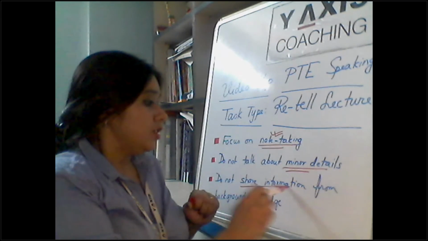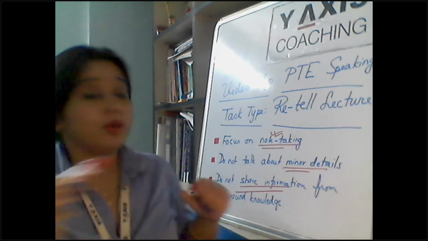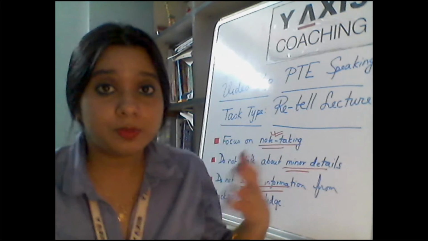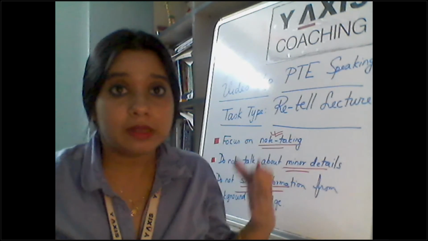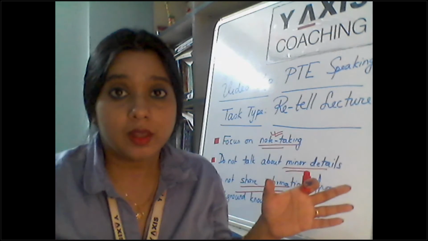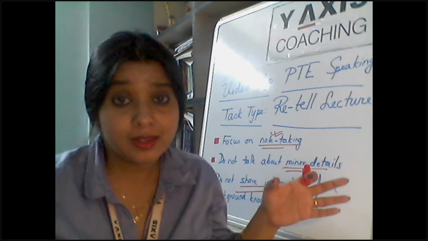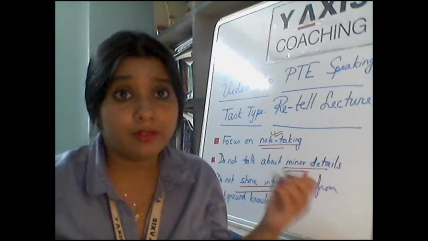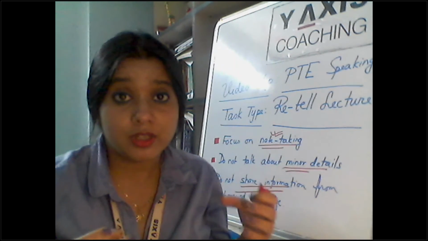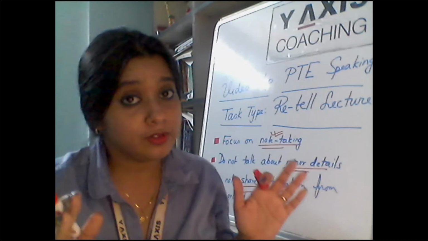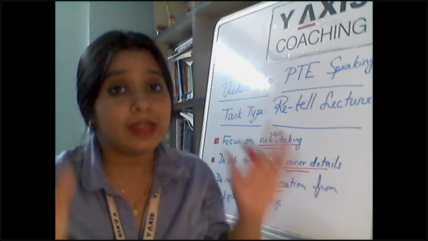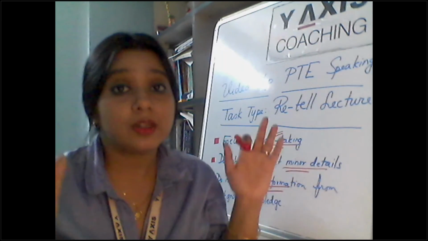And do not share information from background knowledge. Just because you have to speak for 37 seconds, that doesn't mean that I don't have content right now. So the timer is showing 28 seconds. So what can I do right now? I will add information from outside knowledge. That will really affect the score. Okay, so do not add any information from outside knowledge.